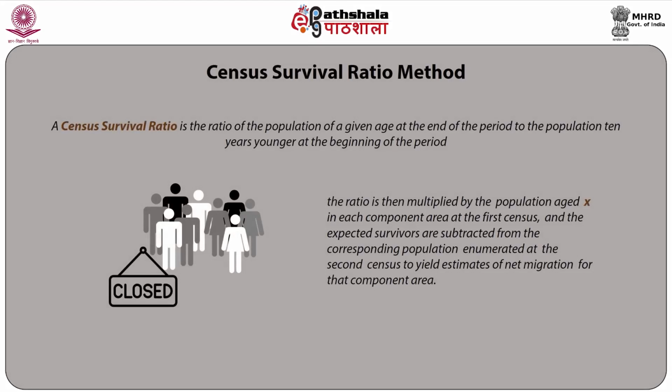We'll come to the census survival ratio method. A census survival ratio is the ratio of the population of a given age at the end of the period to the population 10 years younger at the beginning of the period. Computed for a nation as a whole, for a closed population, the ratio is then multiplied by the population aged x in each component area at the first census, and the expected survivors are subtracted from the corresponding population enumerated at the second census to yield estimates of net migration for that component area.